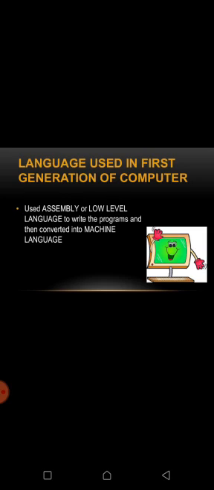Next, what language was used in the first generation of computers? First generation computers used assembly or low level language to write the programs and then converted it into machine language. The next step was to develop high level programming languages such as Fortran and COBOL. A first generation programming language, or 1GL, is a machine language that consists of ones and zeros. Their main advantage was execution speed and efficiency.